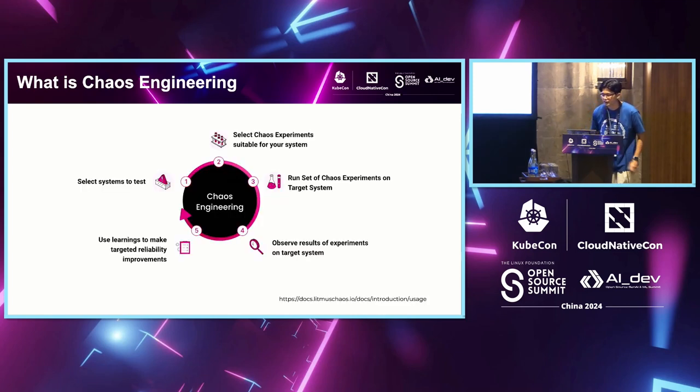So, here's the process of chaos engineering. As you can see, we select target applications, make hypotheses, select chaos experiments, inject chaos, observe resilience, and improve our system. This is the loop, right? It's a cycle we keep on repeating to achieve resilience.